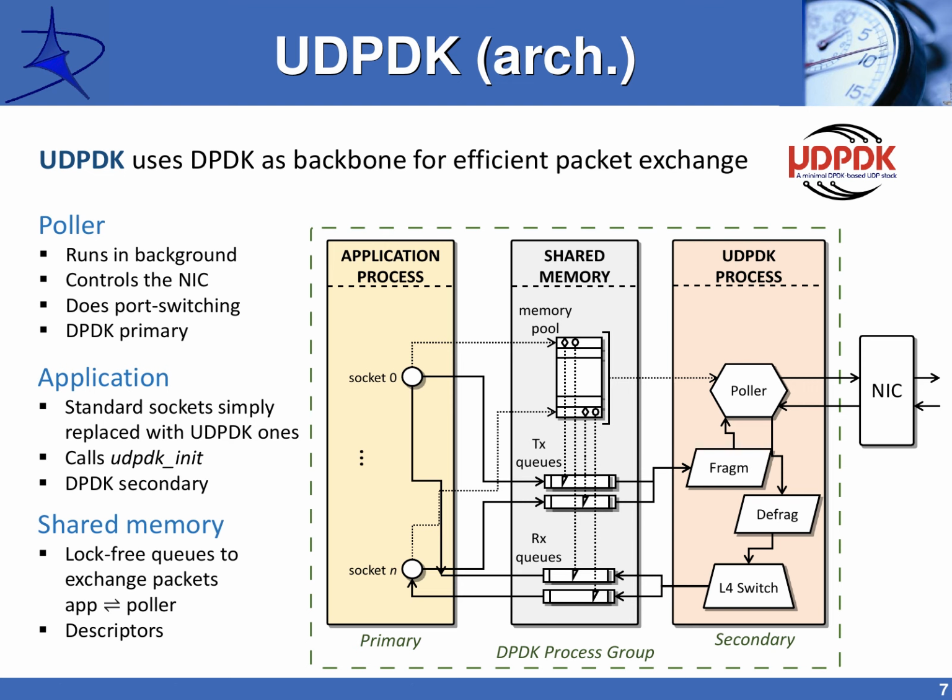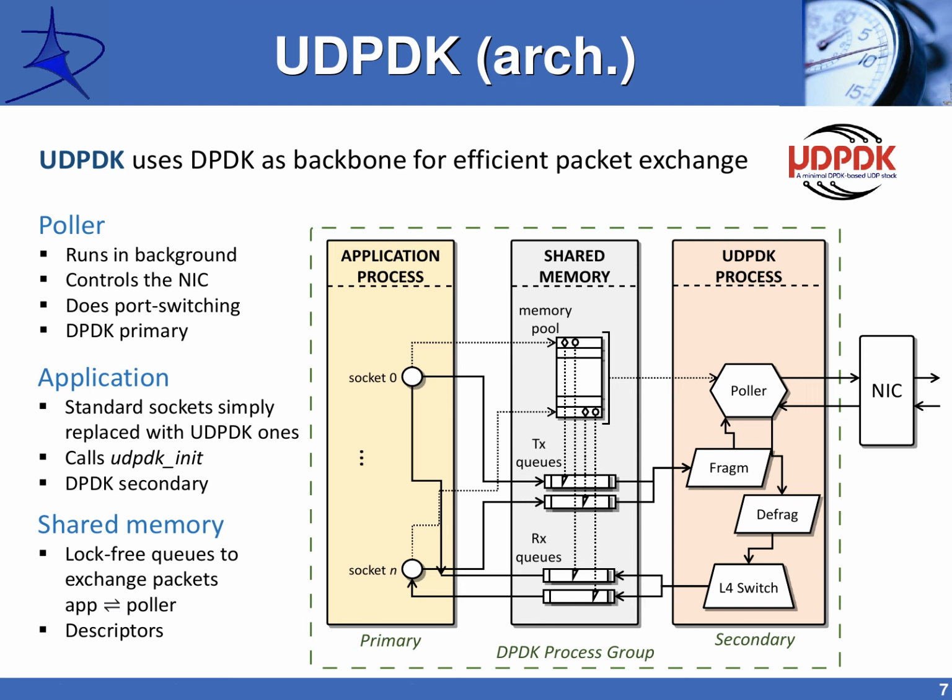Let's dive a little deeper into the UDPDK architecture. We have two processes, the poller and the application one. They communicate with each other through data structures in shared memory, specifically lockless circular queues. The poller continuously polls the network interface to send and receive packets. When it receives one or more packets, it is first responsible for reconstructing the full packet in case of IP fragmentation. Then, based on the destination port of the packet, it decides which socket should receive the data, and eventually it pushes it to the appropriate queue in memory.